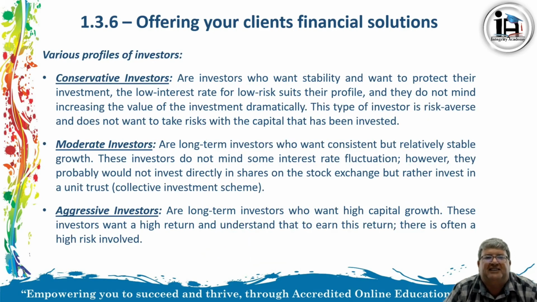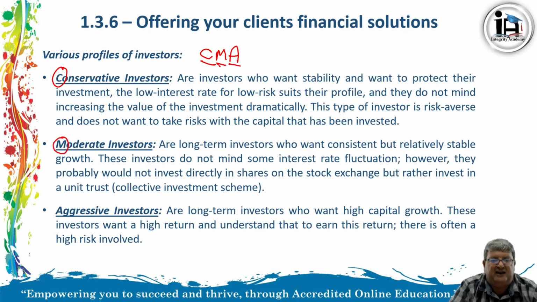Various profiles of investors. So, let's look. We've got conservative investors, we've got moderate investors, and we've got aggressive investors. So, to try and remember this, you look at CMA, where the C is for conservative, the M for moderate, and the A for aggressive. Or we can also do CAM. We've got CAM investors. There the C is for the conservative, the A is for the aggressive here at the bottom, and then the M will be for moderate. Okay, CAM investors.